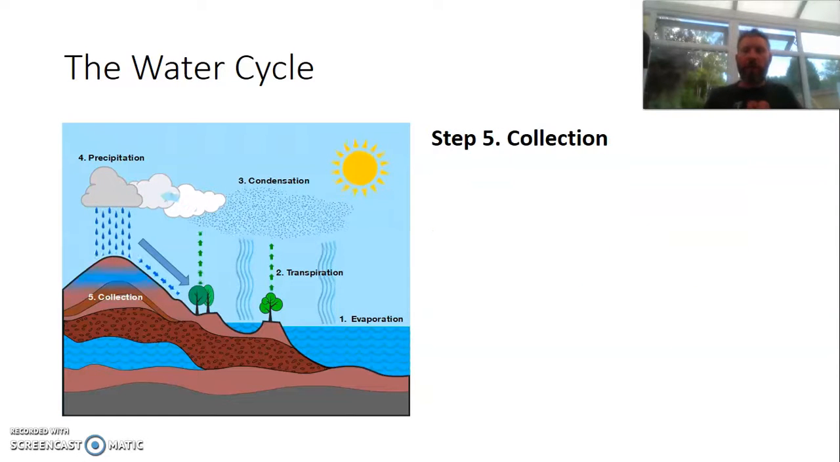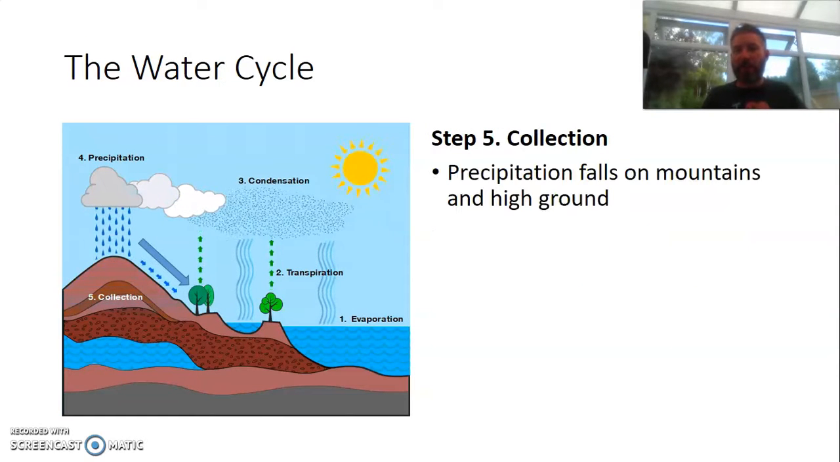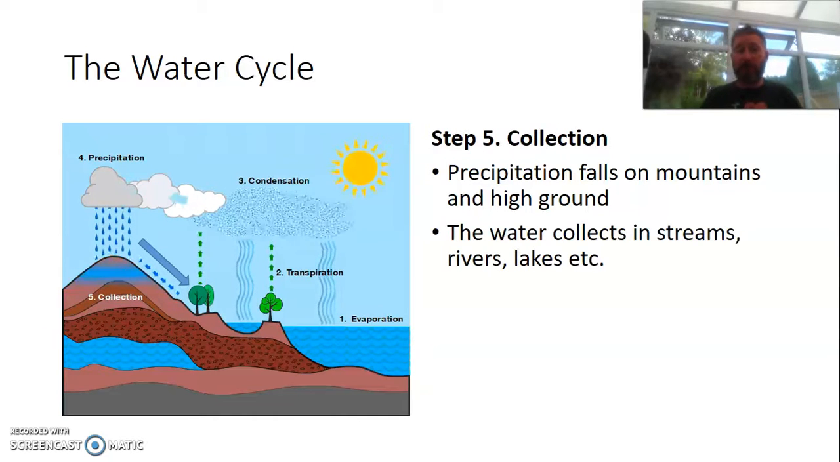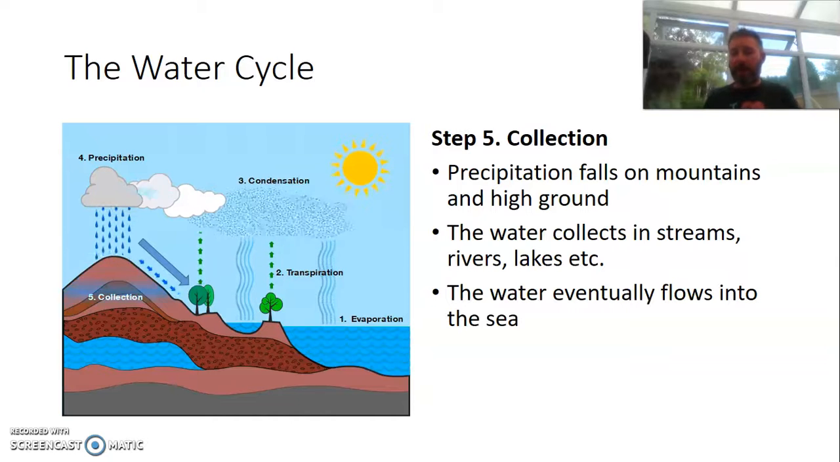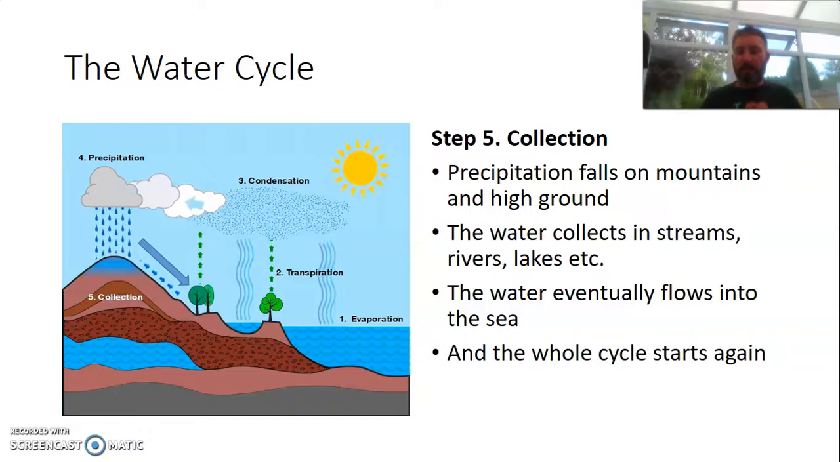What happens to all that rain? Well, then it collects. Where does it collect? Well, it tends to fall on high ground, on mountains and areas like that, and then that water will start to collect in streams. They'll then go down to rivers, they'll then go down to lakes, and eventually back into the sea. Once you've got all that water in the sea again, the cycle is able to start all over again.